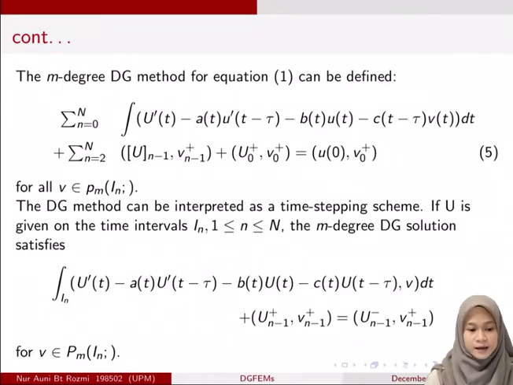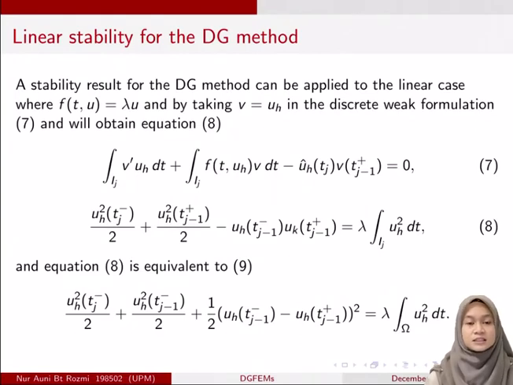Then, the m degree discontinuous Galerkin method for equation 1 can be defined as equation 5. And also, the discontinuous Galerkin method can be interpreted as a time-stepping scheme, where if u is given on the time interval In, 1 less than n less than capital N, the m degree discontinuous Galerkin solution will satisfy equation 6, where v is an element of Pm(In).